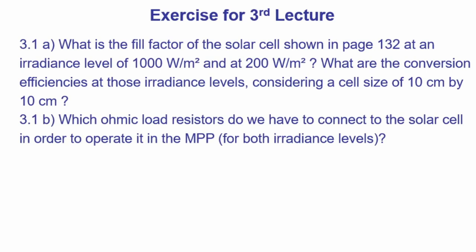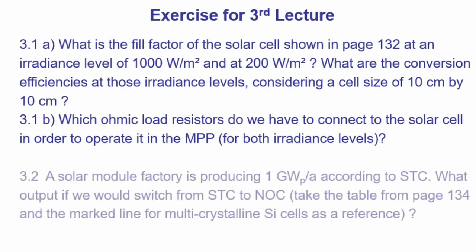Then it asks which ohmic load resistor has to be applied to the solar cells in order to operate them at maximum power conditions. This is asked for both irradiance levels, for 1000 and for 200 watt per square meter.